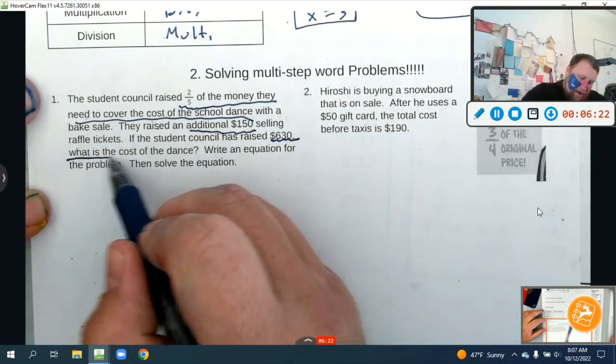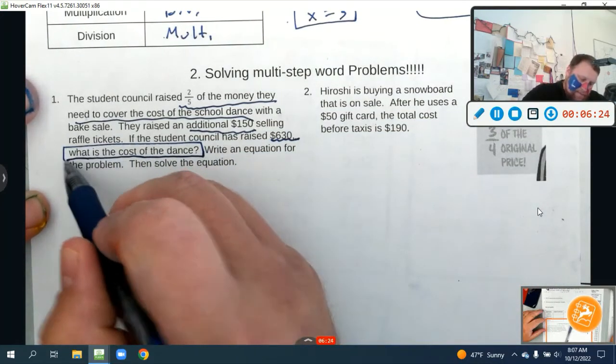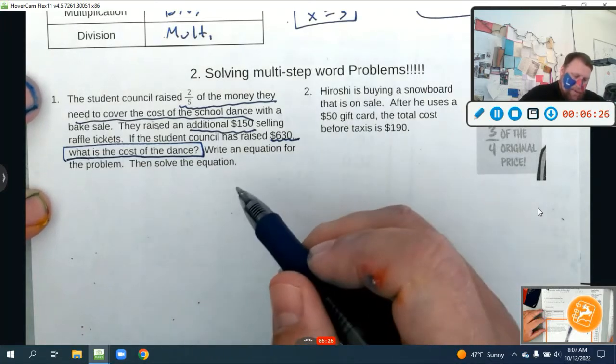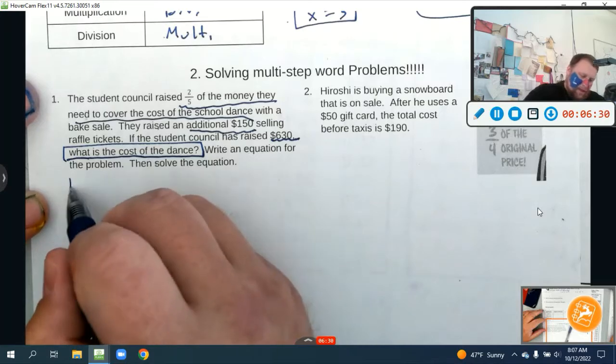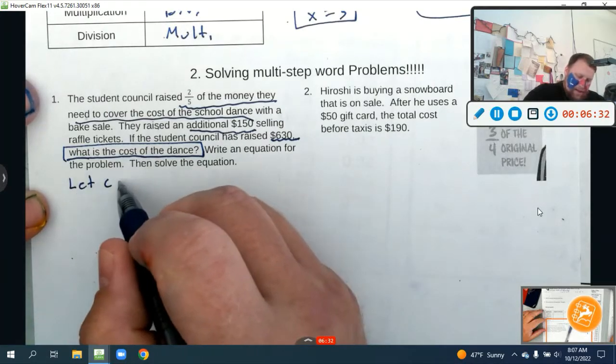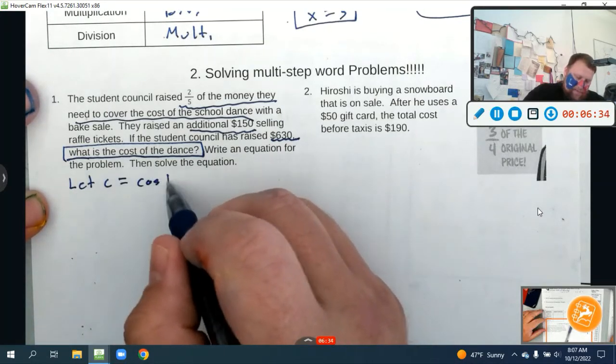So that's what we're finding. What is the cost of the dance? Write an equation for the problem and solve it. The question usually tells you what the variable needs to be. So we're going to let C equal cost of dance.